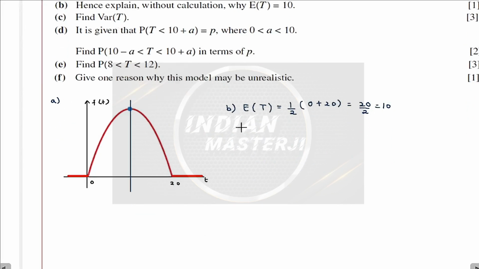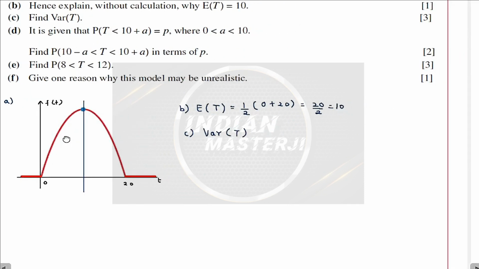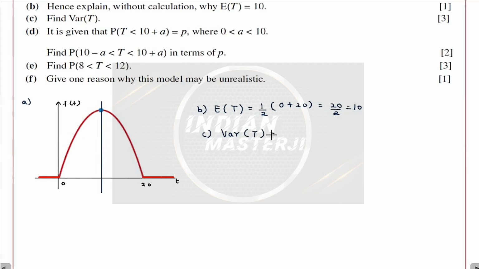Part C, they are saying find variance of t. Now what is variance of t? Variance of t is equal to mean of t square minus square of mean of t, correct? So here mean of t we already know. We need to find out mean of t square. Let's try to find out mean of t square first.